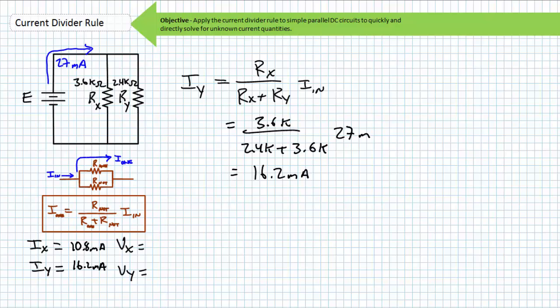Less current is going through the largest resistor. More current is going through the smallest resistor. The summation of both outgoing currents equals the incoming current.